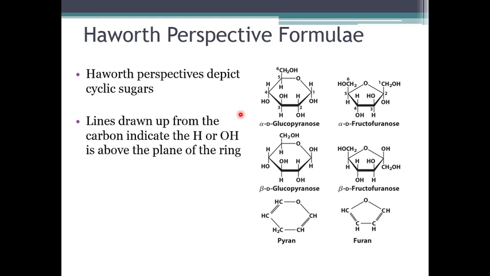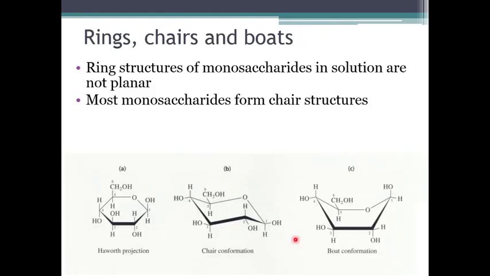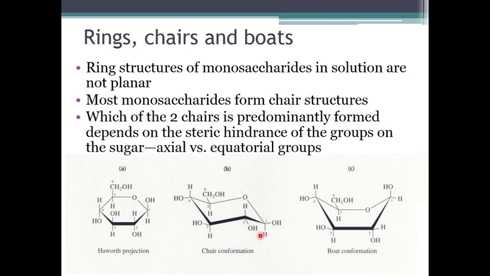If you look at the 5-membered sugars, alpha D-fructofuranose is when the CH2OH is above the plane, and for the beta, the CH2OH is below the plane. Ring structures of monosaccharides in solution are not planar. As you can see here in the Haworth projection, this ring is not planar, and it can adopt a chair conformation or a boat conformation as shown here. Most monosaccharides form chair structures. Which of the two chairs is predominantly formed depends on the steric hindrance of the groups on the axial or the equatorial positions.